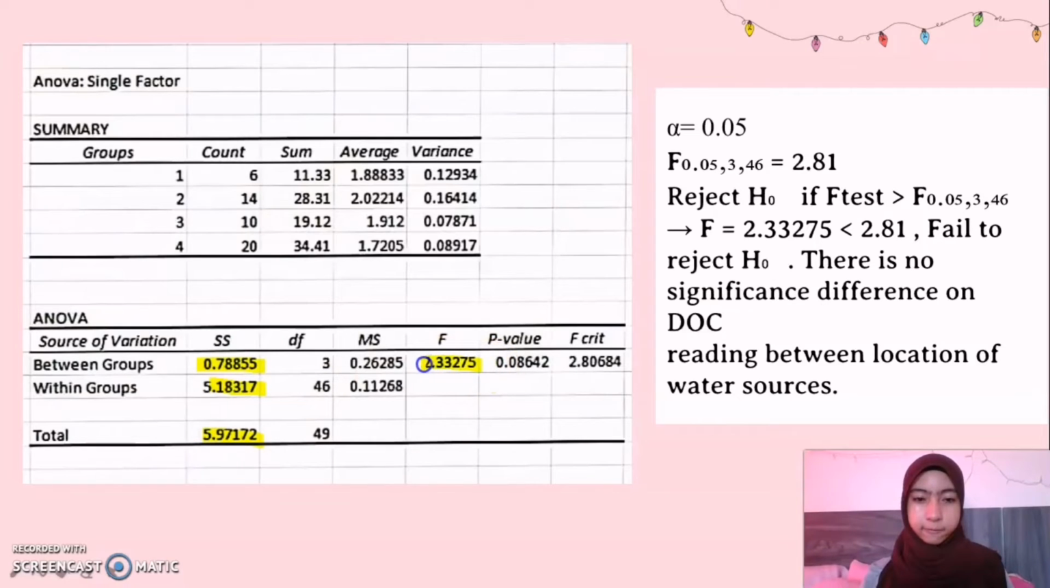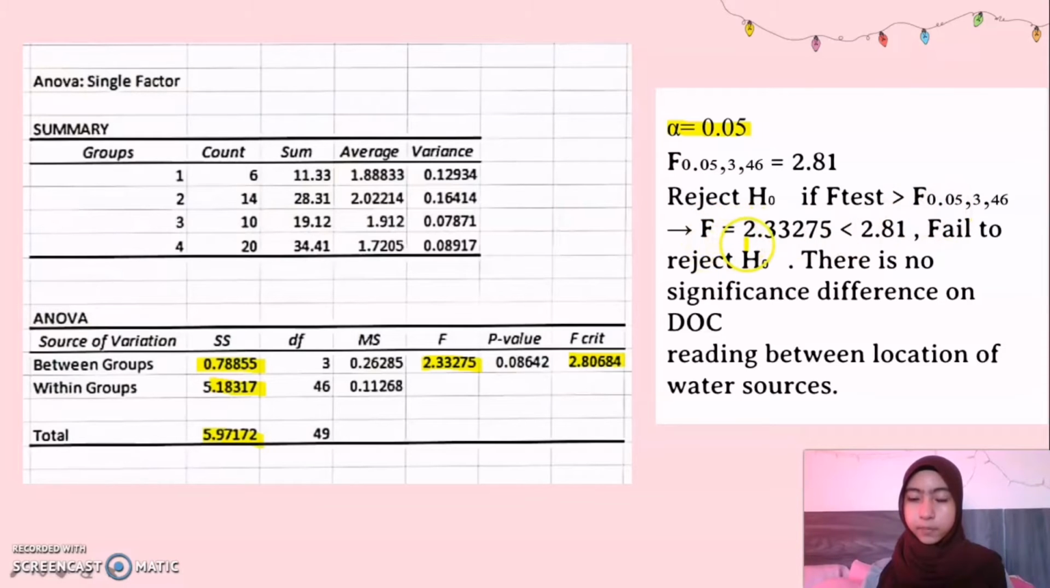And this is our F test, and this is our F alpha. As we know, alpha given is 0.05. So F 0.05, 3, 46 equals 2.81. So the conclusion: reject H naught if F test is greater than F alpha.